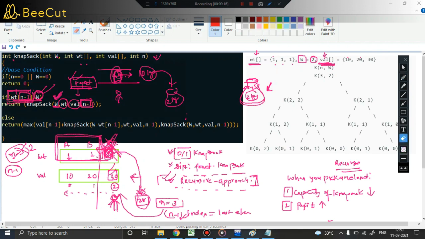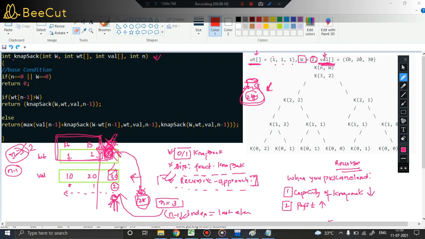Now what is the next point? The next thing that can happen is, so this was the basic case that can happen. The first case that can happen is your item's weight is more than the capacity. Or what if the item weight is within the capacity? For example, in this case, what did we see?